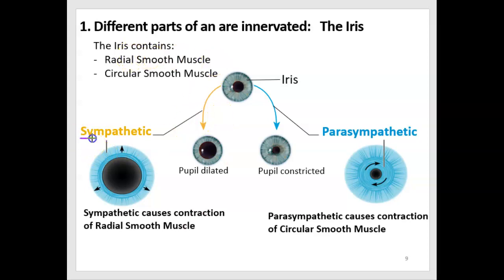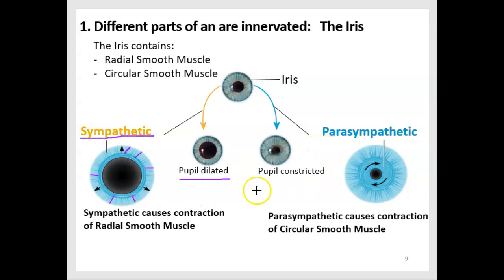So the sympathetic nervous system, as we know, causes the pupil to dilate. The reason why is because it innervates the radial muscle. And so the radial muscle contracts. That means the fibers shorten. Contraction always means shortening in muscles. And so the pupil dilates.